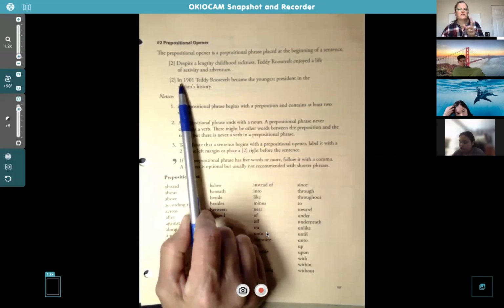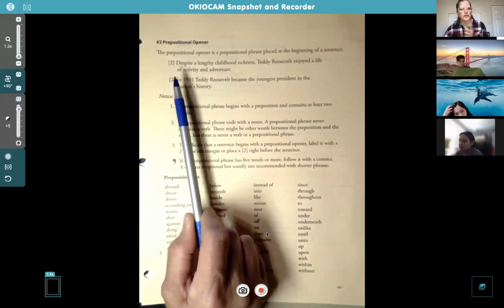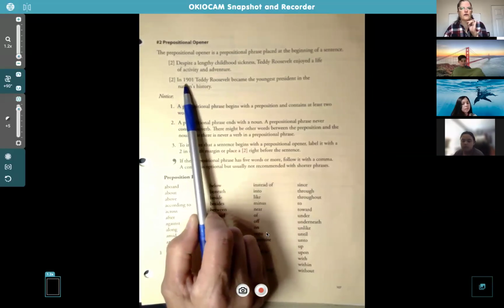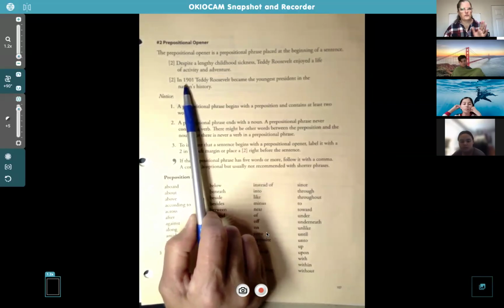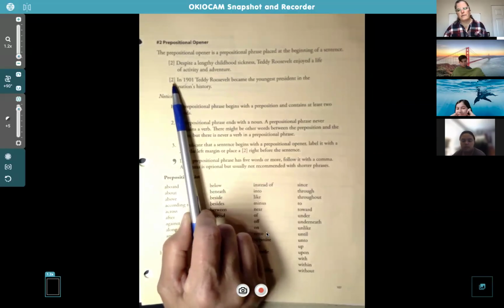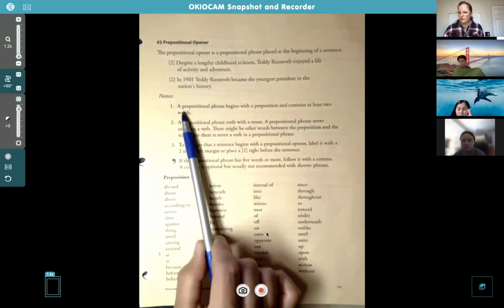Now you don't have to underline it. In our grammar books we do, but we're not underlining in your writing because you underline your dress-up words. This is not a dress-up word. This is different. This is an opener. So you're going to use a number with the bracket, number 2. And then there's some notes here. I'm going to go through these really quick.